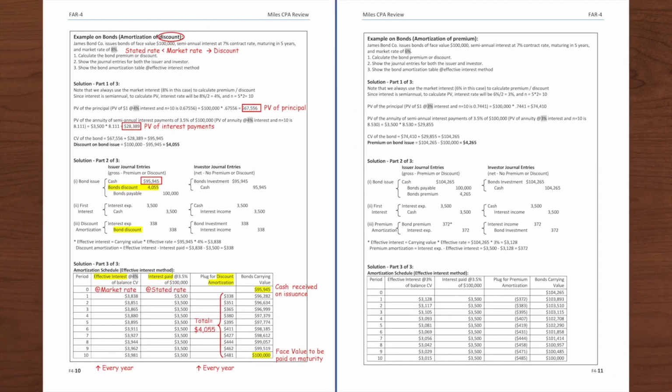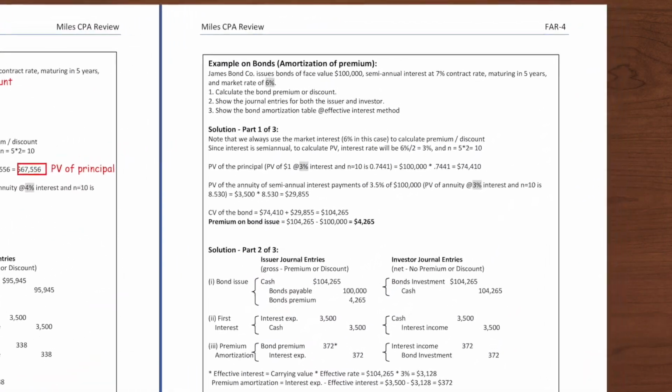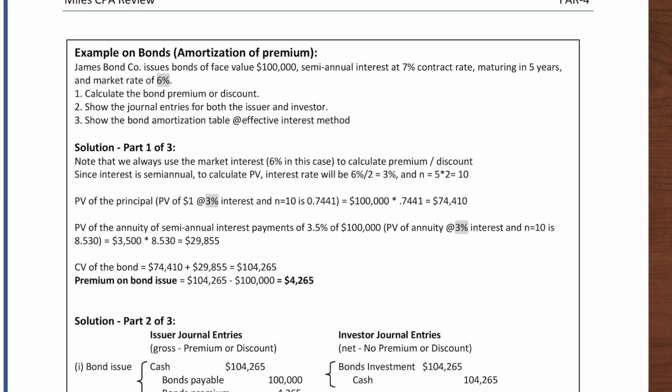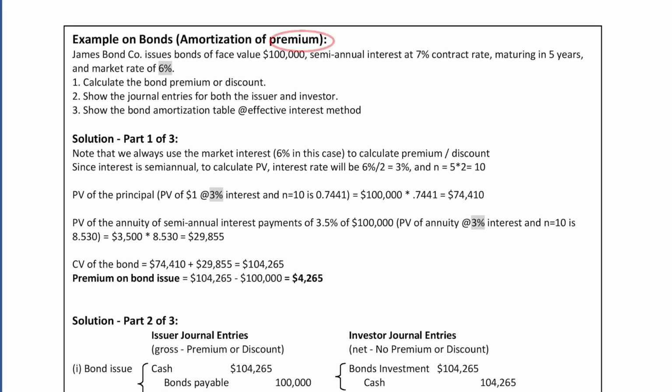The example on page 11 is about amortization of premium. So circle premium. In this case, we see that the stated rate is 7% and the market rate is 6%. So right, stated rate greater than market rate results in premium.